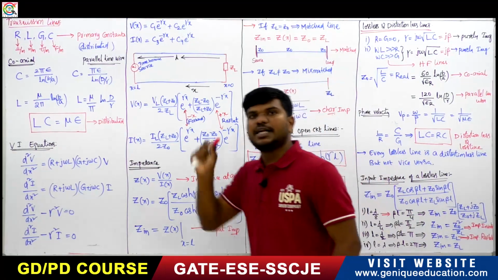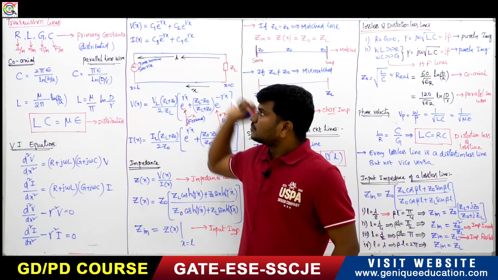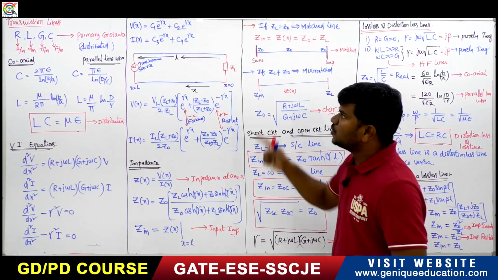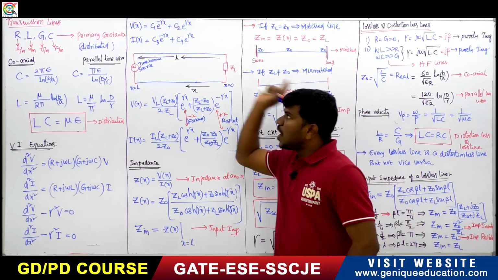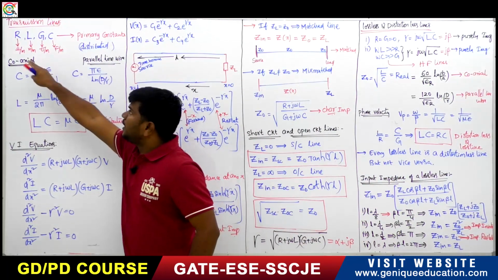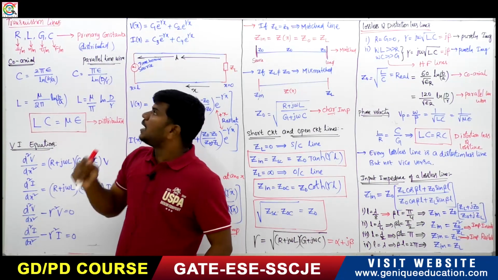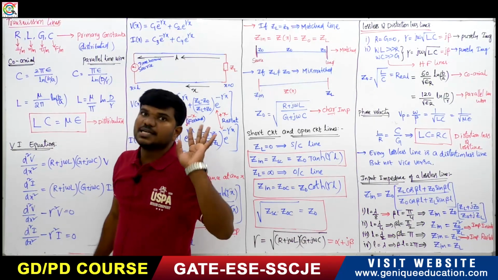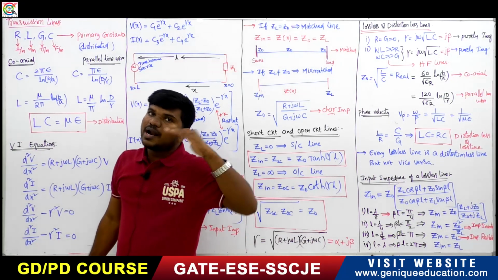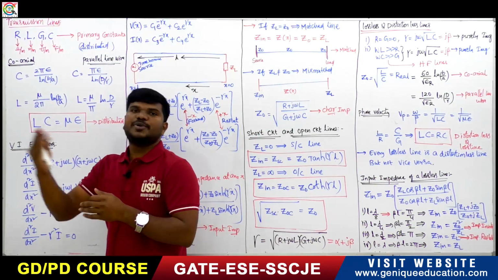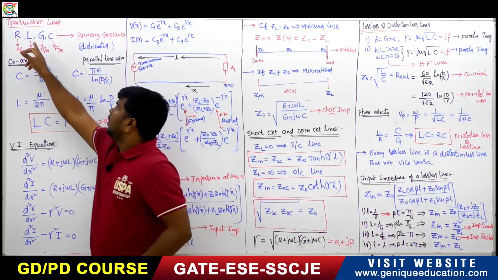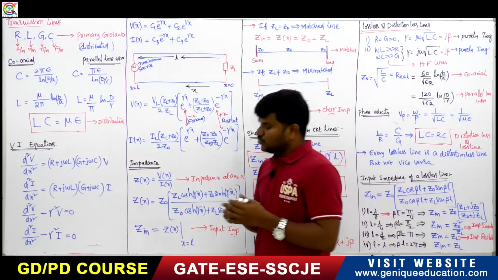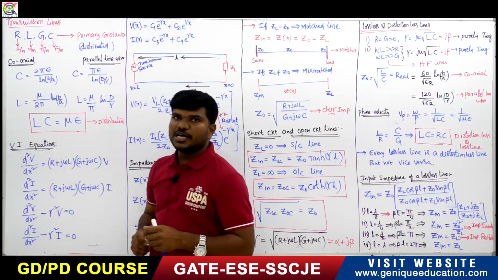That means each and every transmission line will be characterized by RLGCs. These are called the primary constants, and also these are all distributed parameters. What is meant by distributed parameters? These are not simple lumped parameters. The resistance, inductance, conductance, capacitance are calculated per unit distance, so that's why these are called the distributed parameters.